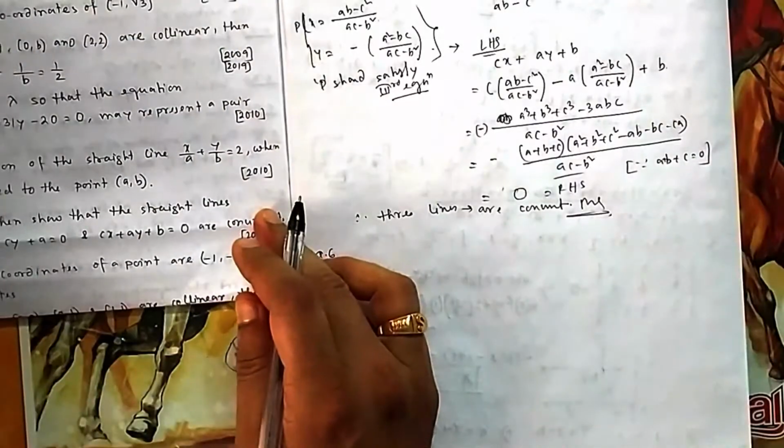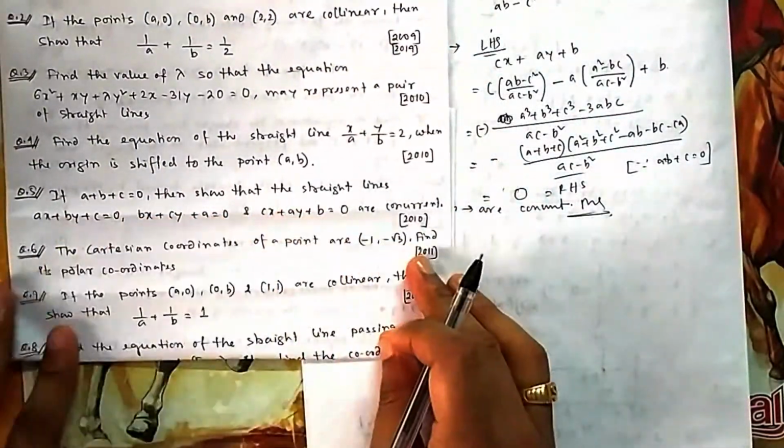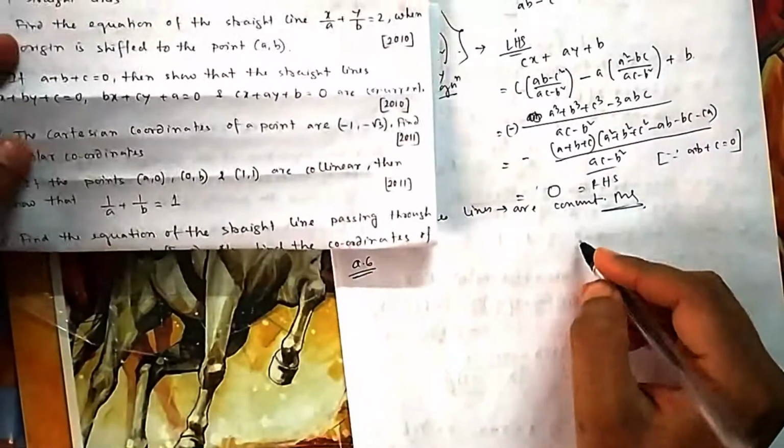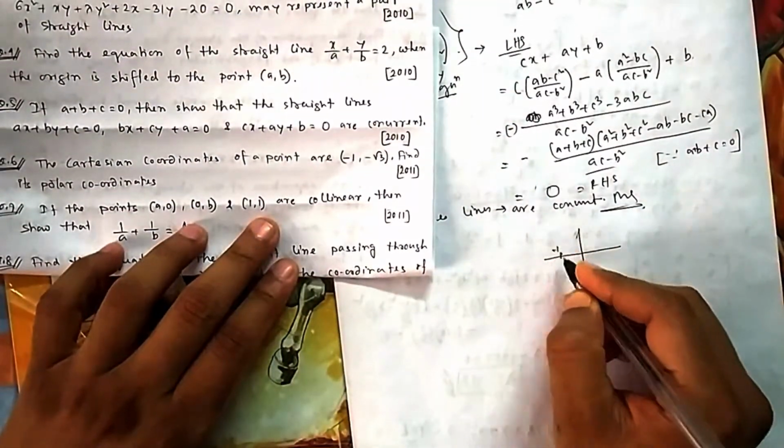Now if you see question number 6, what is there in 6? The Cartesian coordinates of the point are this. Find the polar coordinates. Again, the polar coordinate format. So if you write it, in which quadrant is it? -1, -1, then -3.